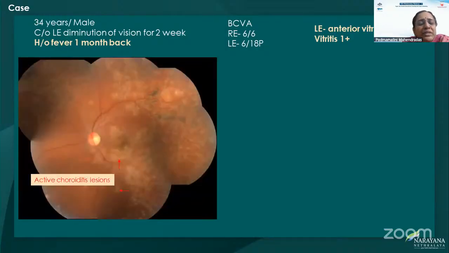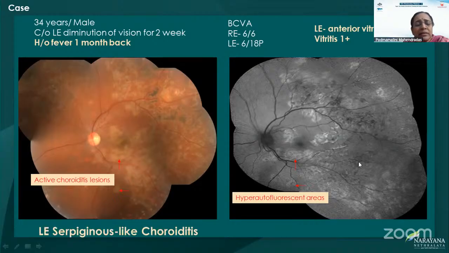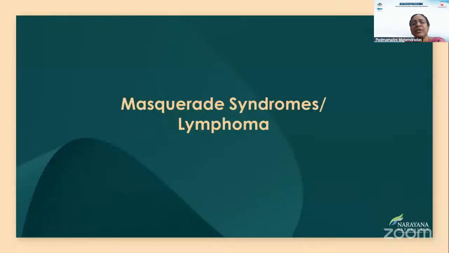Here we could see the multiple active choroiditis lesions. Autofluorescence shows hyperautofluorescent lesions indicative of active choroiditis, whereas hypo is a healed choroiditis scars. Serpiginous-like choroiditis treated with anti-TB drugs and systemic steroids. Next, we'll move on to masquerades.